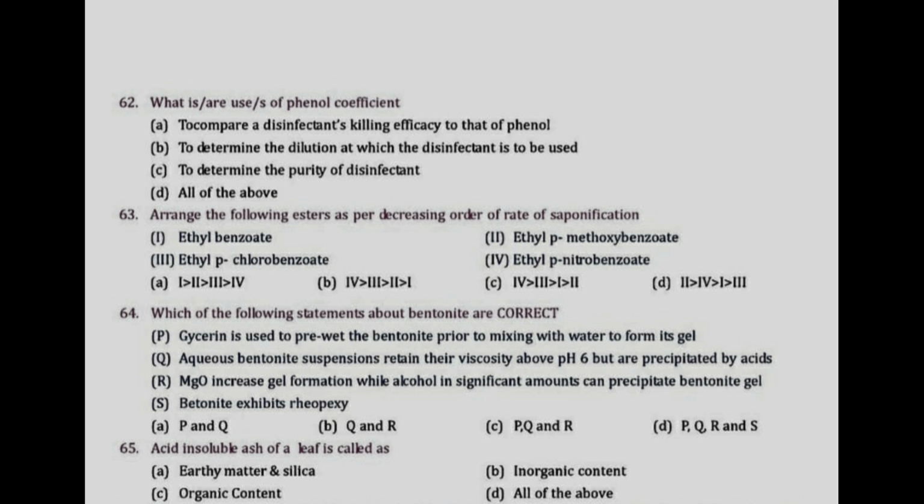Question number 65. Acid insoluble ash of a leaf is called as? Option A, earthy material and silica. B, inorganic content. C, organic content. D, all the above. Correct answer is option A. Total ash is the residue remaining after incineration. The acid insoluble ash is the part of total ash which is insoluble in dilute hydrochloric acid actually. So option A is the correct answer.